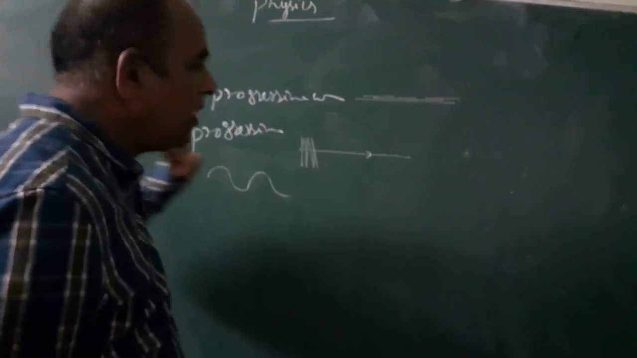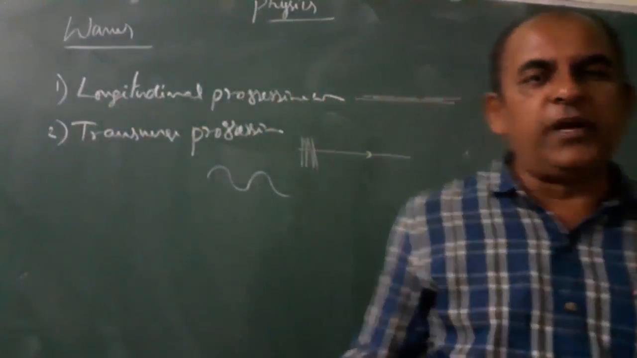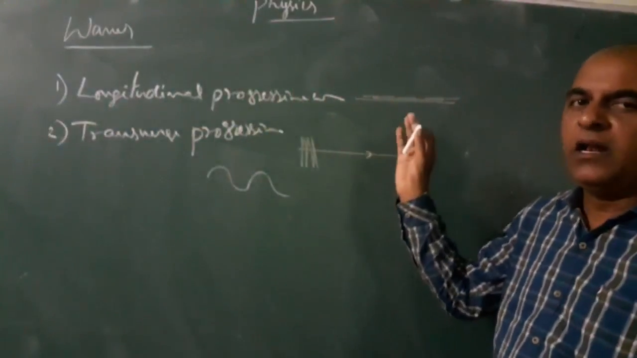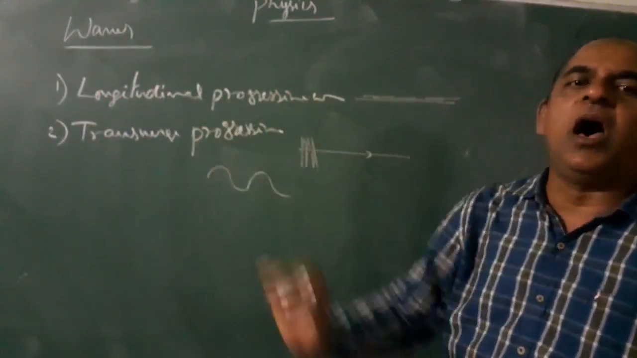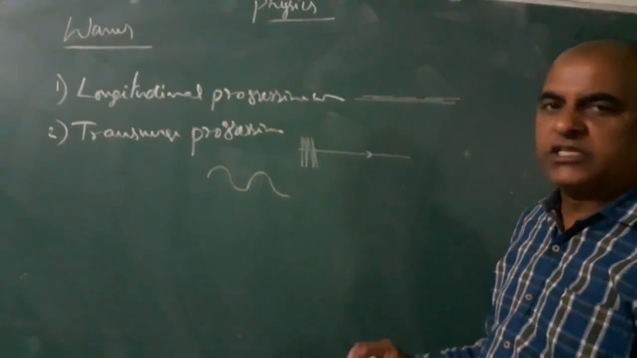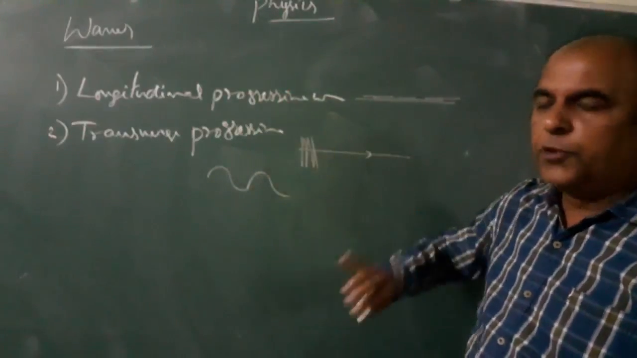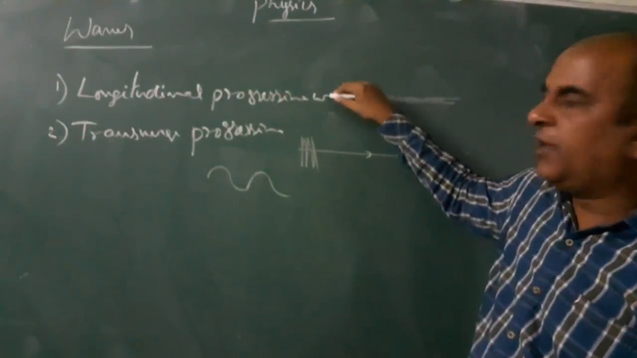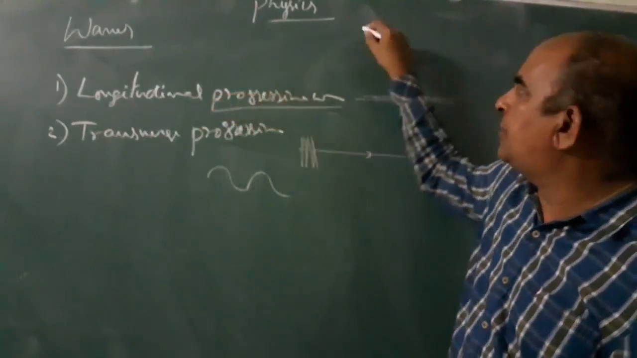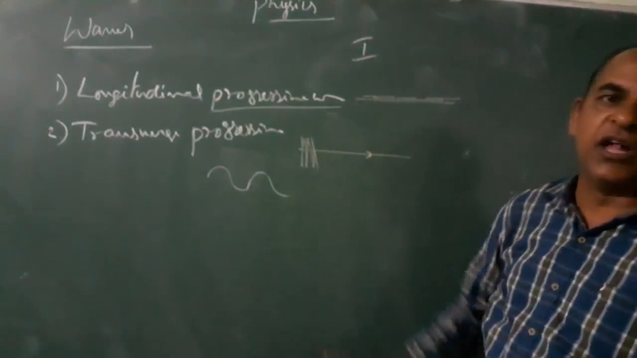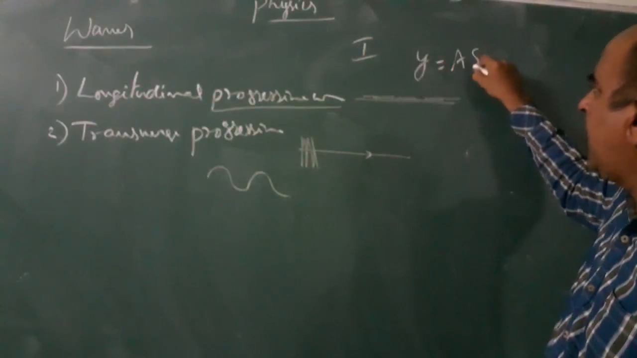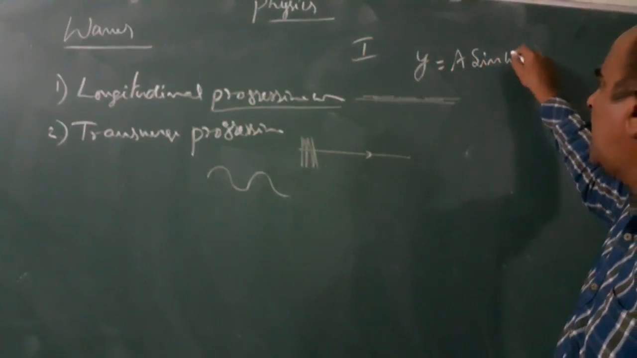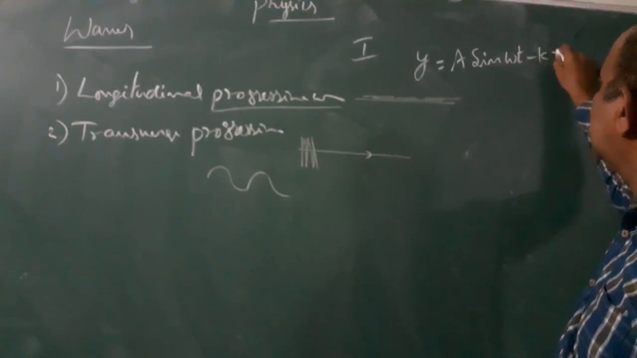Both these waves are called progressive waves because they can travel into an infinitely long medium and never return to the origin. Now the question is: how to represent a progressive wave? First point, representation of a progressive wave: y = A sin(ωt − kx).